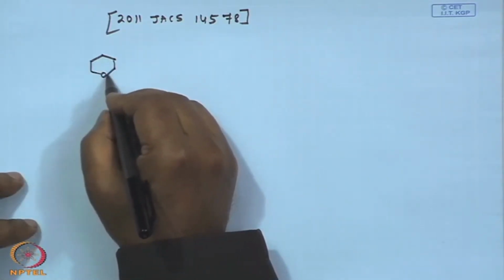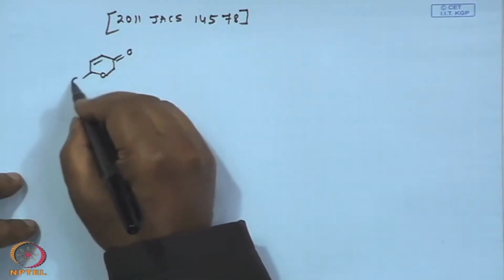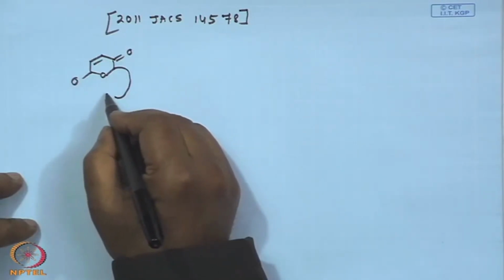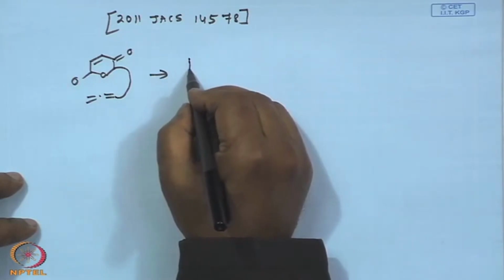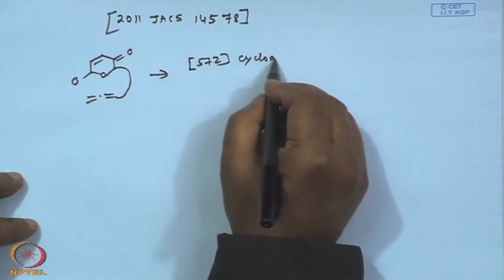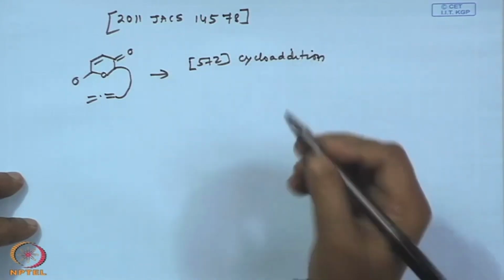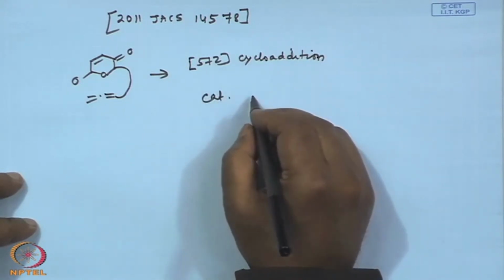Example is something like this. You will have this double bonded compound here, this pyrone system, then you have here this allene system. It gives you the 5+2 intramolecular cycloaddition reaction, but the catalyst is of course the chiral catalyst.